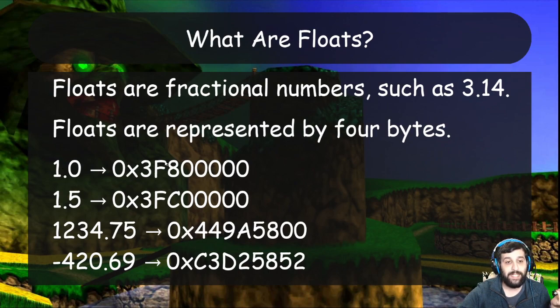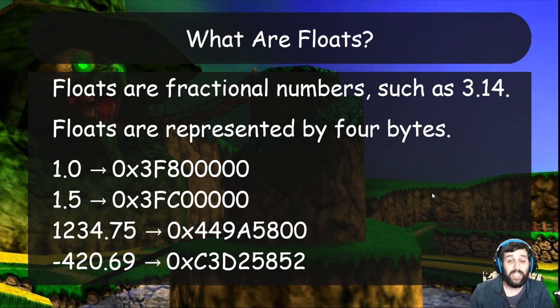So this would be represented as 3F800000. 1.5 would be 3FC00000. That's that. And then even negative numbers can be represented as floats. Floats don't care whether you're positive or negative.